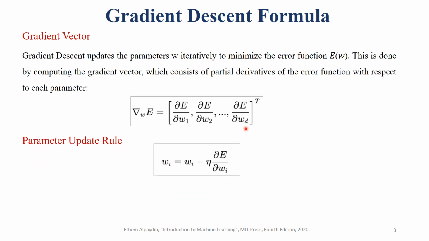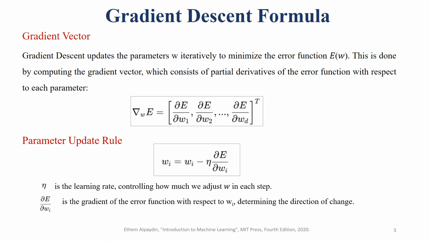The parameter update rule is this. Wi is calculated as Wi minus eta times ∂E/∂W, where eta represents the learning rate, which controls how much we adjust W in each step. And ∂E/∂W is the gradient of the error function with respect to W, which determines the direction of change.